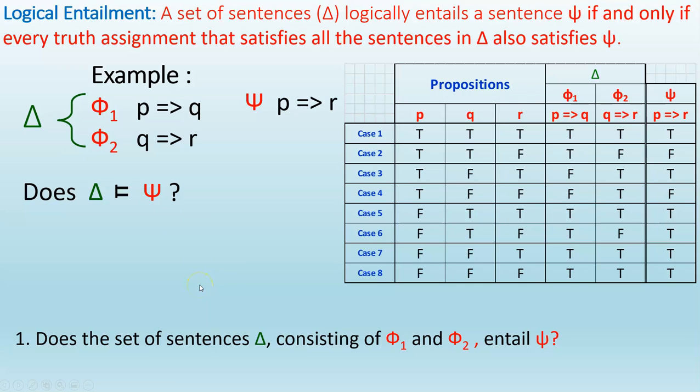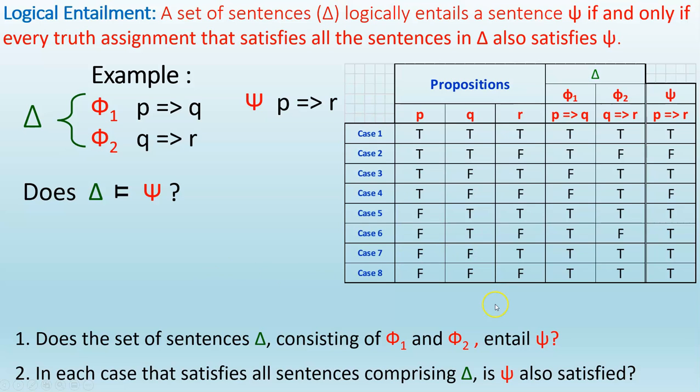Well, before I even look at the truth table, what we're really asking when we say, does delta entail psi, is this. If delta is true, that is to say, if every sentence in delta is true, does that guarantee us that psi will be true? Or put into more precise language, if delta is satisfied, which means if every sentence in delta is simultaneously satisfied, then does that guarantee us that psi will be satisfied? Well, how do we find that out from a truth table? In each case that satisfies all the sentences comprising delta, is psi also satisfied?